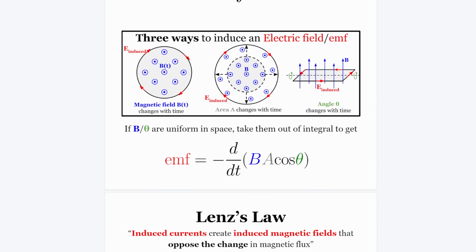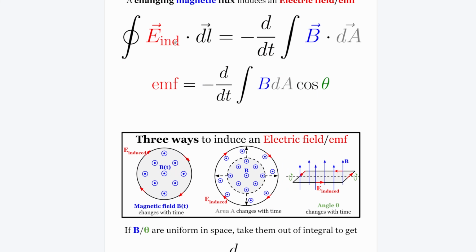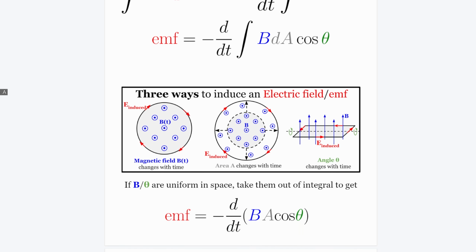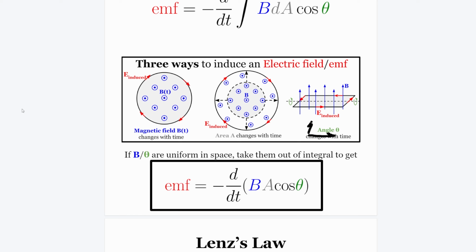The way you use Faraday's law, this is the full-blown version. It says if you have a changing magnetic flux, you're going to get an electric field and an EMF. If your magnetic field depends on space, if it's different to the right than it is to the left or up or down, you've got to leave that B in there and do this integral. But if it's not, then you can just use this easy version down here to find your EMF. And there's only 3 ways you could change that flux. You can change the B, change the A, or change the theta.